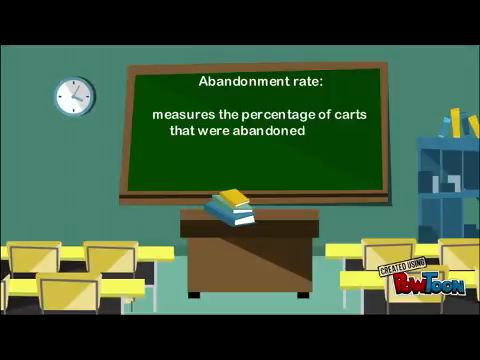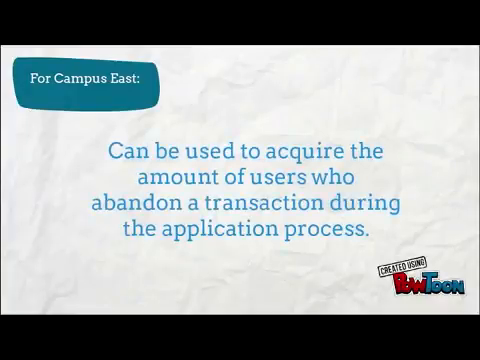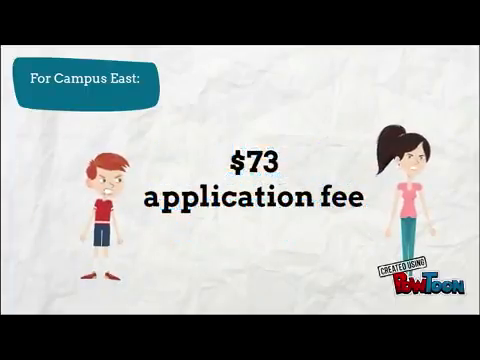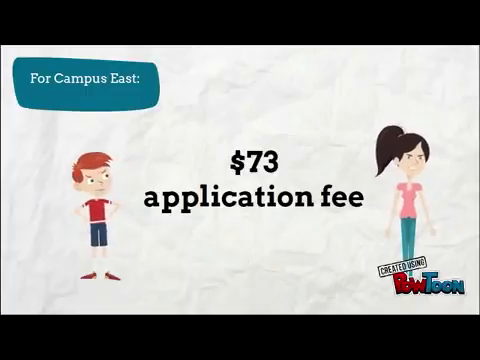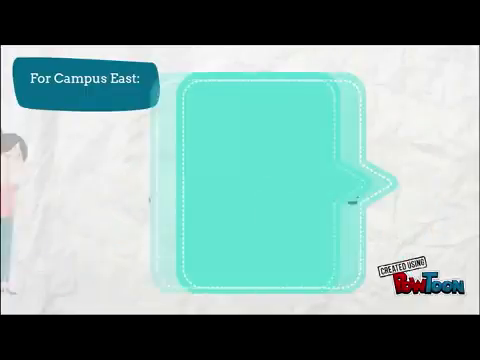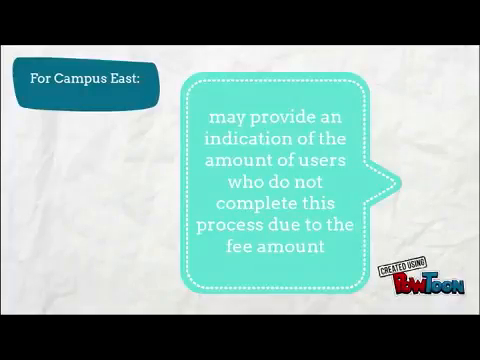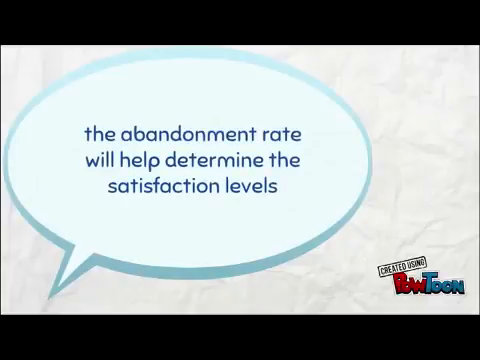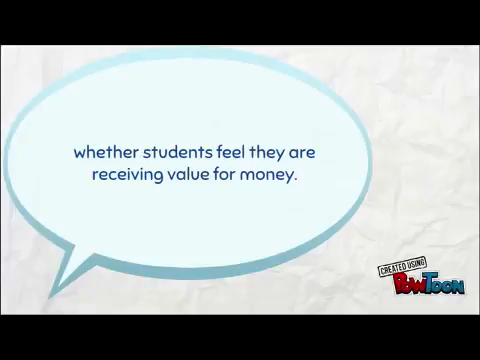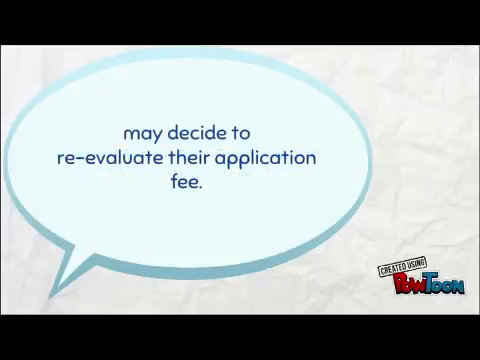So this brings us to our third metric, abandonment rate. This metric measures the percentage of carts that were abandoned before completion, often in online transactions. So in the case of Campus East, it can be used to acquire the amount of users who abandoned the transaction during the application process. When applying for accommodation online, students are asked for a $73 application fee. By looking at the data collected, it could provide an indication of the amount of users who did not complete this process. It can also be used as a good indicator of satisfaction levels, as accommodation managers can evaluate whether students feel like they are receiving value for money or not. And with this information, they may even decide to re-evaluate their application fee.